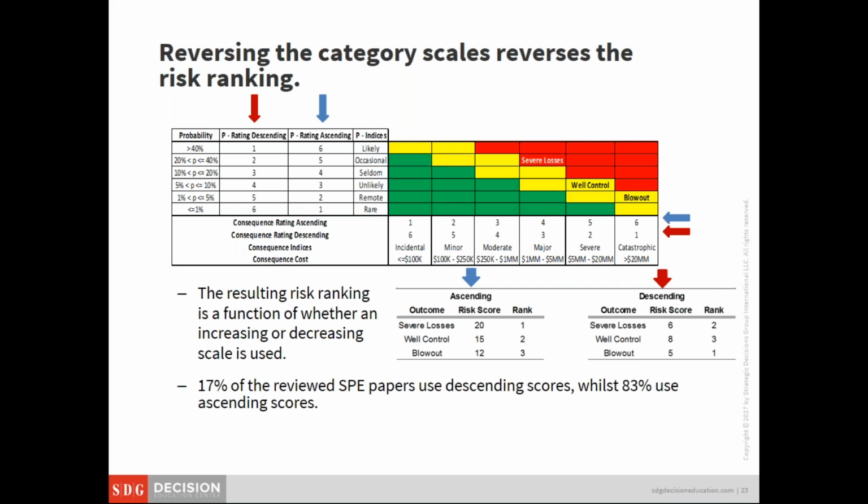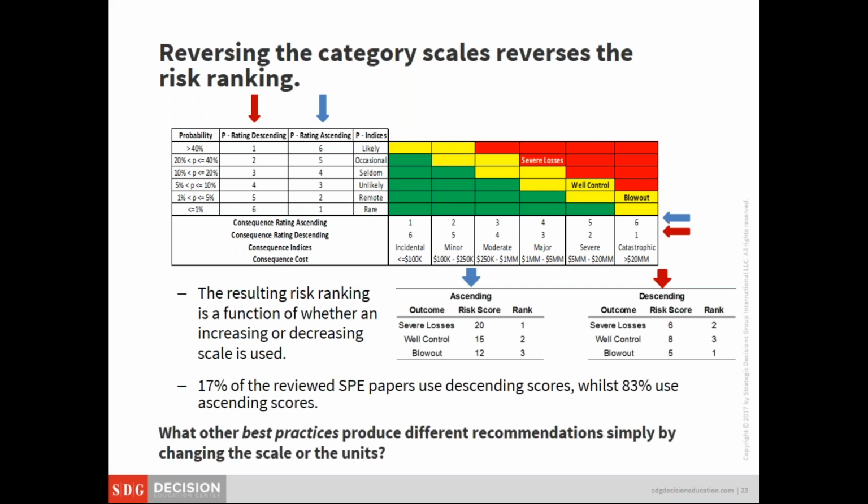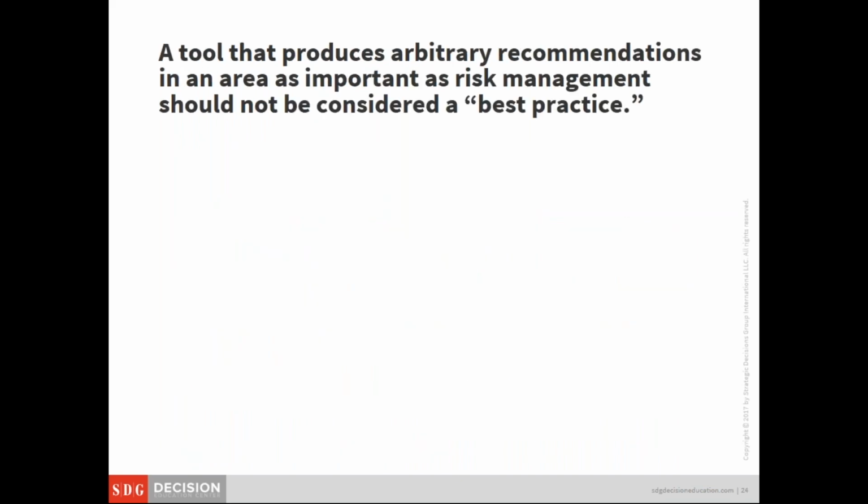We looked in the SPE literature, and about 20% of the papers count down, about 80% count up. My question just to ponder would be, what other best practice produces different recommendations simply by changing the scale? Imagine a civil engineer designing a bridge that needs to be safe and support traffic. If they design the bridge using meters, they get one design. If they design it using feet, they get a different design. That would be malpractice. Something would be wrong there, yet risk matrices have that feature.